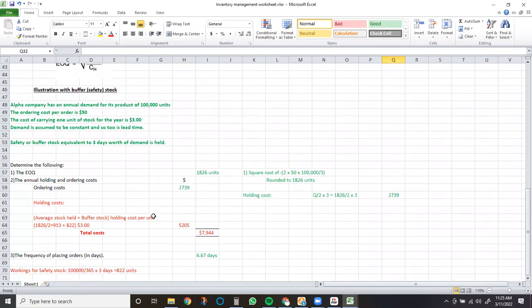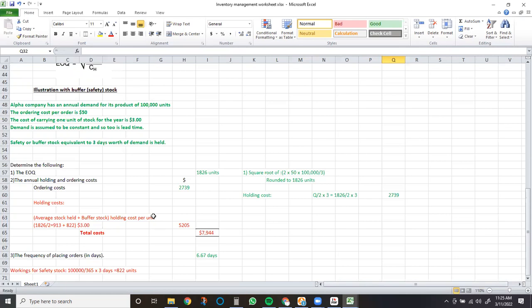Yeah, so we've got one here. Alpha Company has an annual demand for its product of 100,000 units. The ordering cost per order is $50. The cost of carrying one unit of stock for the year is $3. Demand is assumed to be constant, and so too is lead time. Safety or buffer stock equivalent to 3 days' worth of demand is held.